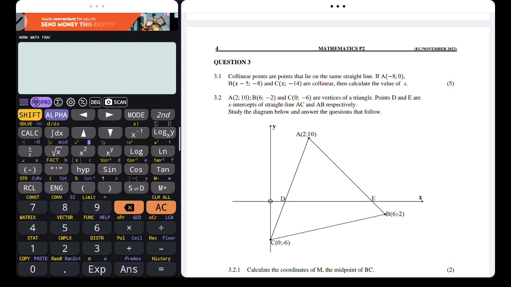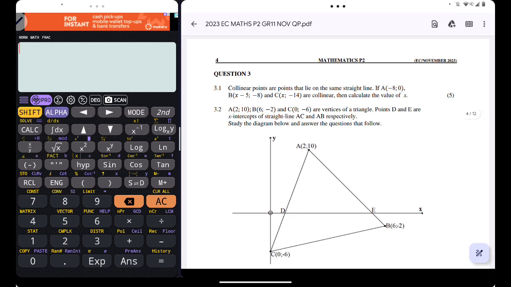I'm told that collinear points lie on the same straight line. Okay, that's a fact. If A, B, and C are collinear, then calculate the value of x. I'm already told that collinear points lie on the same straight line, which simply means that they lie on a line which has one gradient, and the gradient of that line doesn't change. Are we together? Hence they are collinear points.